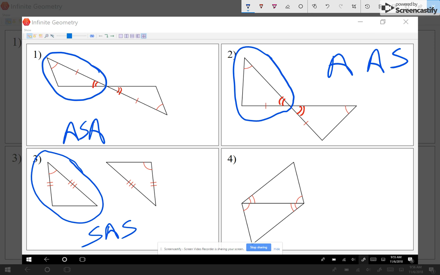I take a look at the other triangle, and it's marked differently. Notice how the angle is not the included angle. The included angle is where the sides meet, but the other one is different. So this is not side, angle, side. This is not congruent.